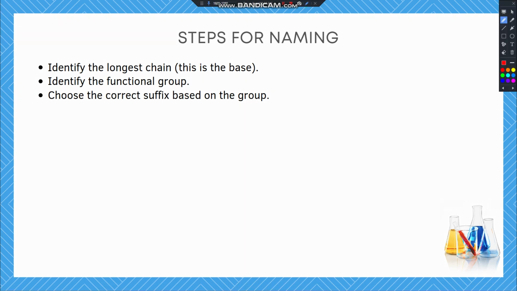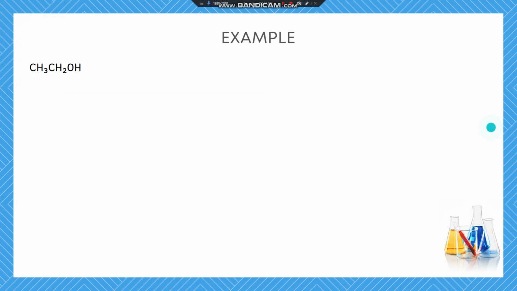When you want to name a compound that contains a functional group, number one, identify the longest chain. I cannot stress the importance of this enough. You need to identify the longest chain. That will give you the base name of that compound. Now you need to note that when you are identifying the longest chain, that chain has to contain the functional group. I'll show you in the following examples. And then the next thing you need to do is to identify the functional group. And then finally, you choose the correct suffix based on the group that you have. All right, so now that that has been done, let's get into some examples.